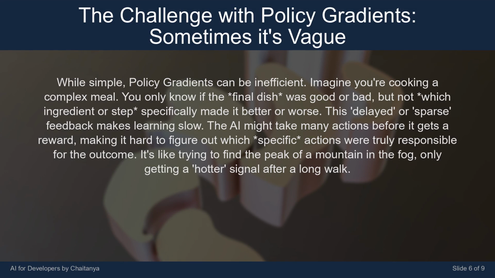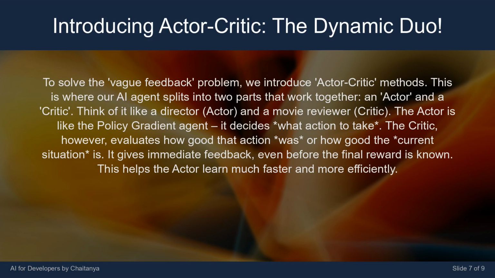Imagine you're cooking a complex meal. You only know if the final dish was good or bad, but not which ingredient or step specifically made it better or worse. This delayed, or sparse, feedback makes learning slow. The AI might take many actions before it gets a reward, making it hard to figure out which specific actions were truly responsible for the outcome. It's like trying to find the peak of a mountain in the fog, only getting a hotter signal after a long walk. To solve the vague feedback problem, we introduce actor-critic methods.